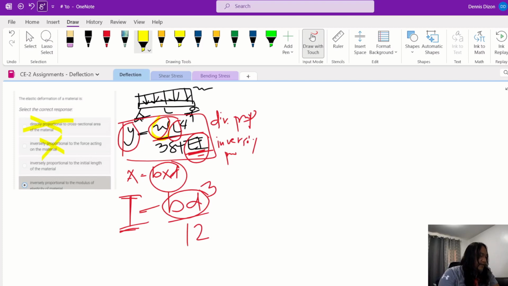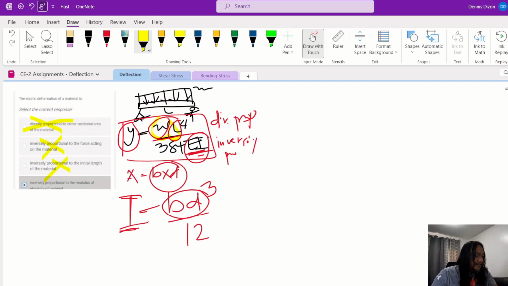So letter C, inversely proportional to the initial length of the material. So again, L is in the numerator, which is directly proportional, but in the choice here, it is inversely proportional. So therefore, letter C is not correct as well.